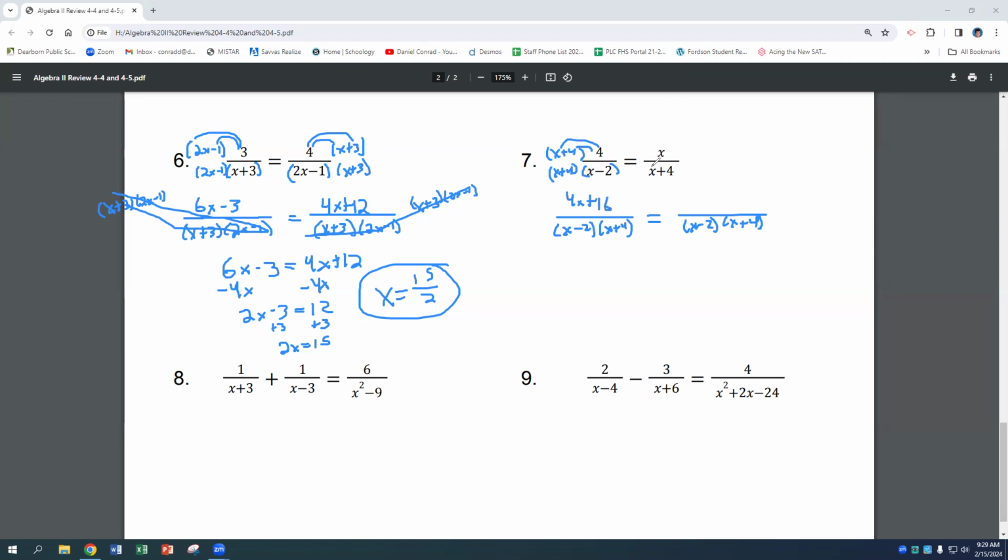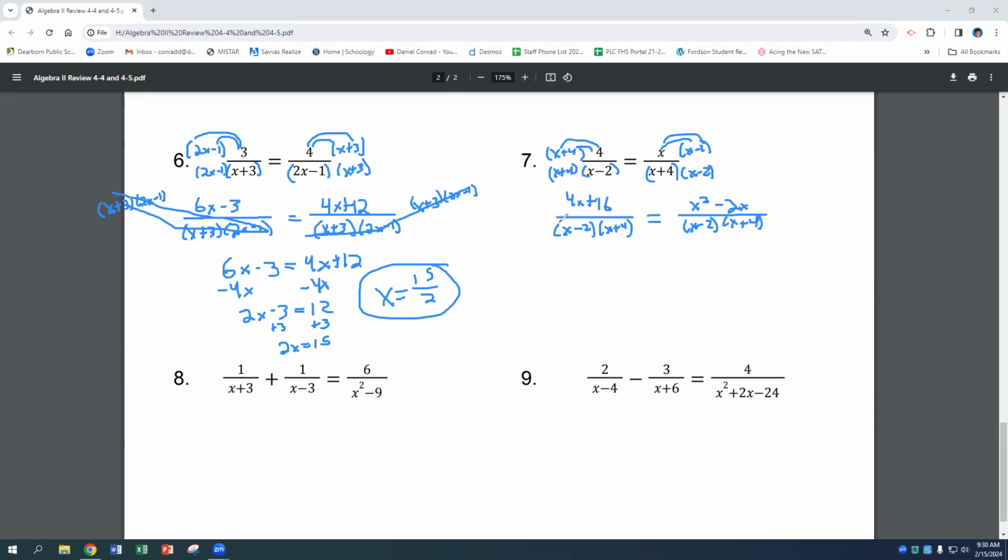Okay, on the other side, I have x plus 4, so I'm missing the x minus 2. So I got to multiply the bottom by x minus 2. I have to also multiply the top. So I get x squared minus 2x over here.